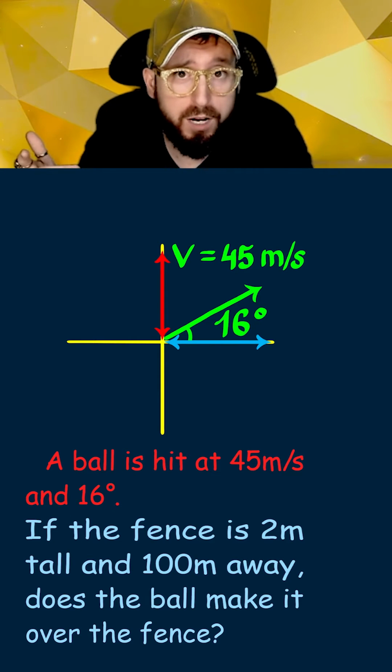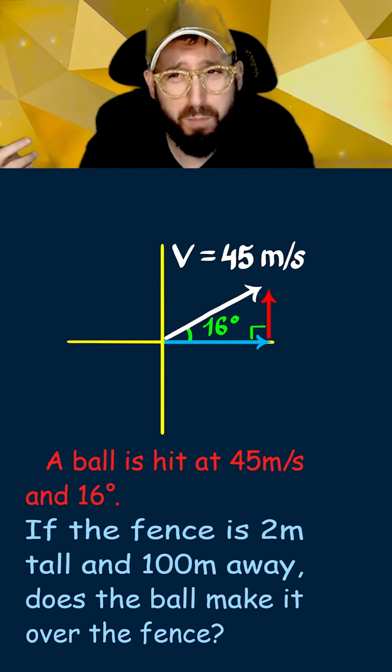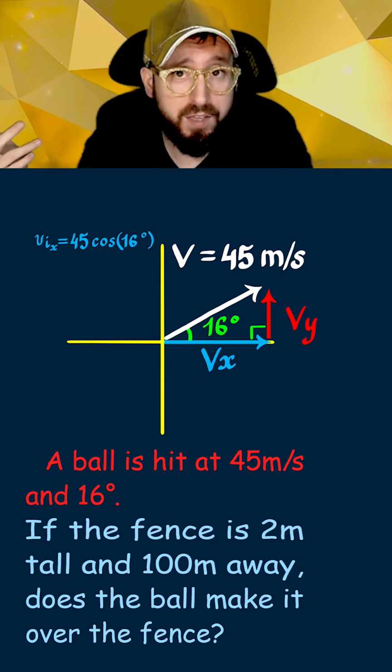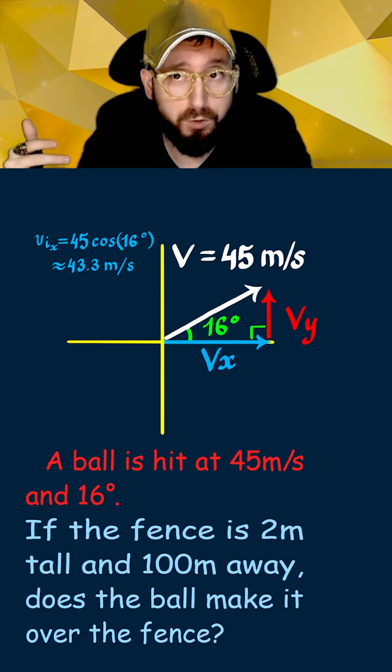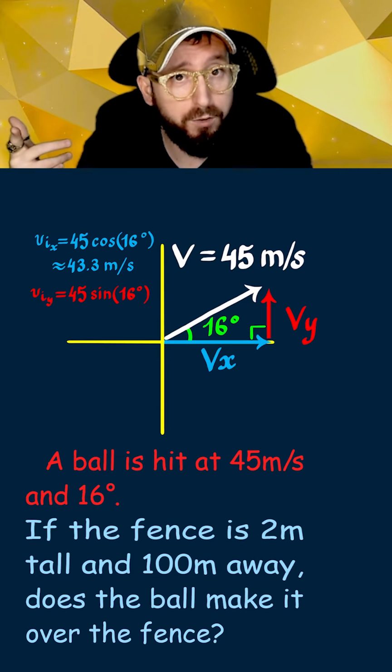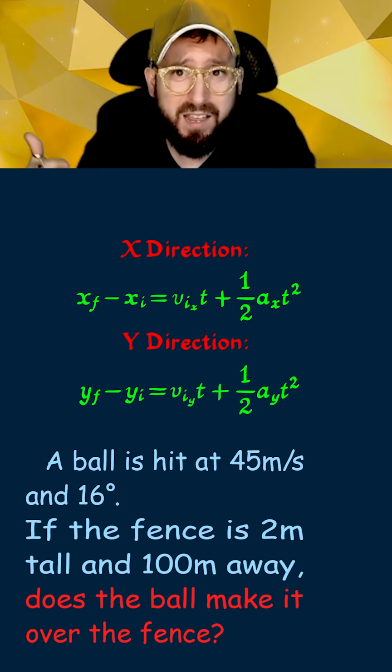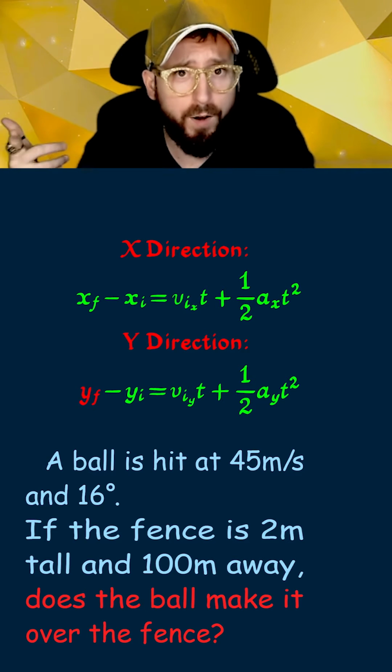The trick here is to break up the initial velocity into separate x and y components by making a right triangle and using trig functions. So here the initial velocity in the x direction is 45 cosine of 16 degrees, while the initial velocity in the y direction is 45 sine of 16 degrees. Next, we plug in for the variables we know and see how to solve for the variable we don't know, which is the final y position.